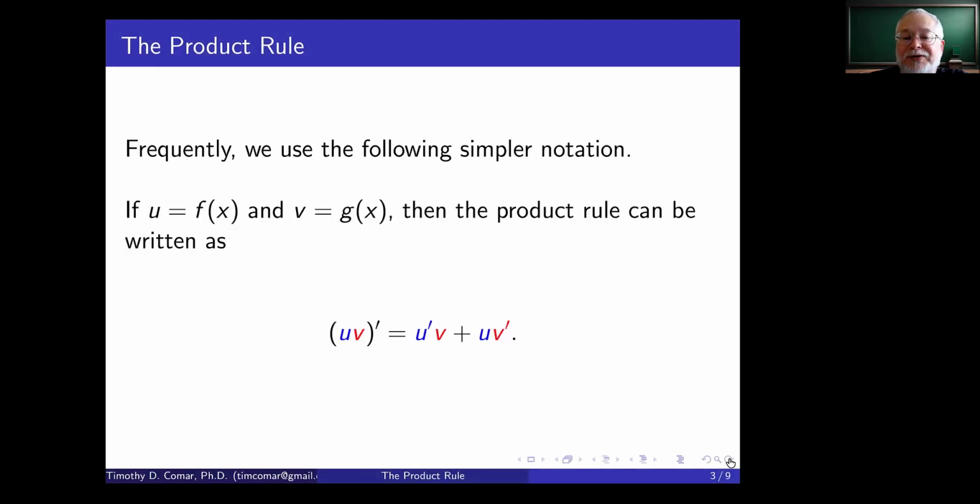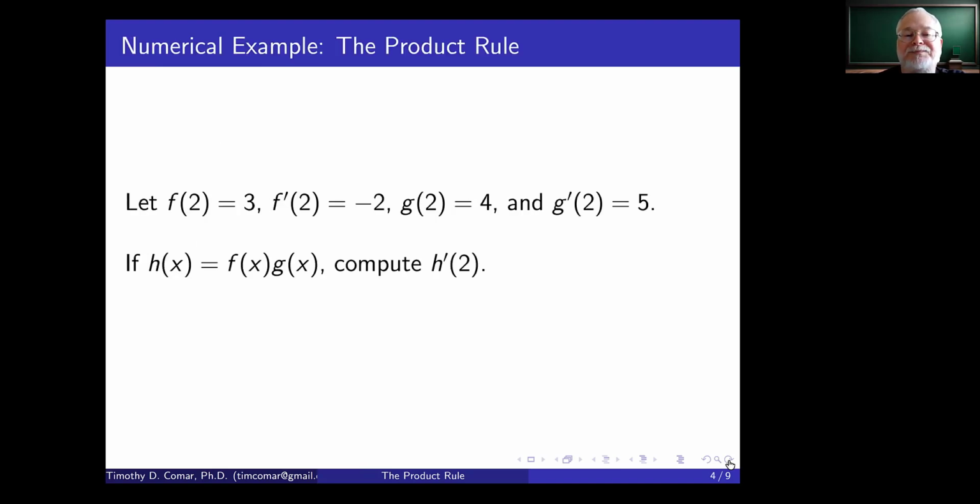Frequently, we use simpler notation for this. We just think of u as the function f and v as the function g, and we can write it out in the following fashion. The derivative of the product u times v is u prime v plus u v prime. And we're going to keep this color coding throughout the examples.